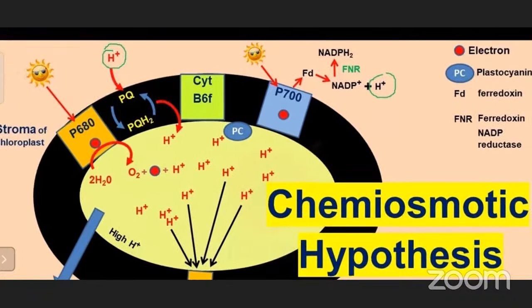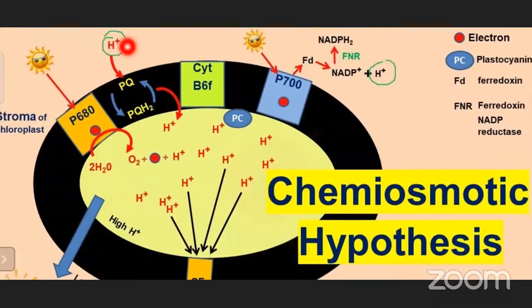So from outside, from the stroma also, when plastoquinone, cytochrome, and plastocyanin are passing the electrons from PS2 to PS1, at that moment they utilize some energy and take protons from outside, that means from the stroma, and bring them inside the lumen. So the lumen is getting filled. The protons are getting filled from outside also. That means they are pumped. Proton pump.